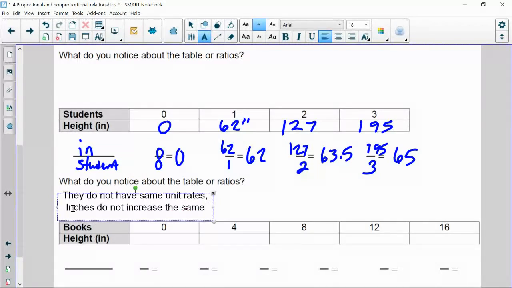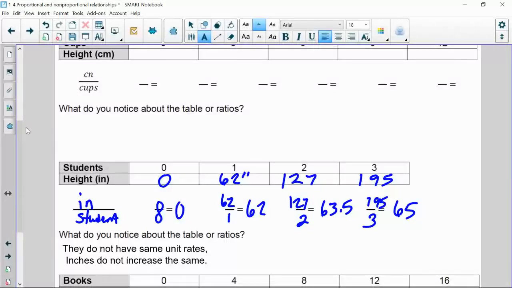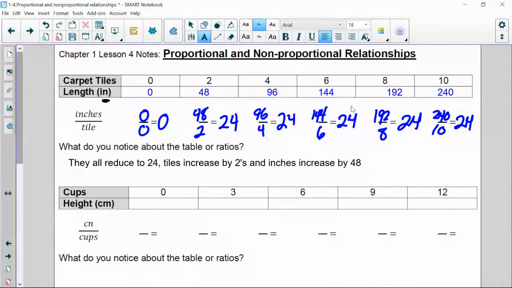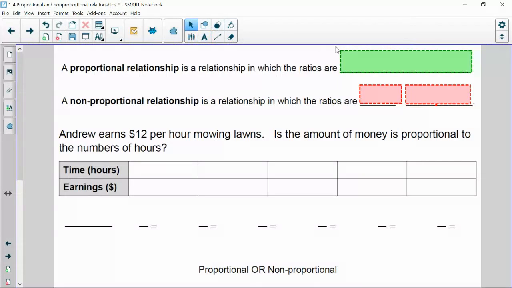So our students does, it increases by ones. If you just look at those two and how they're different, our student height one and this one up here, they're kind of built on what we're going to do for our notes. A proportional relationship is a relationship where the ratios are equal. They all come down to be the same.